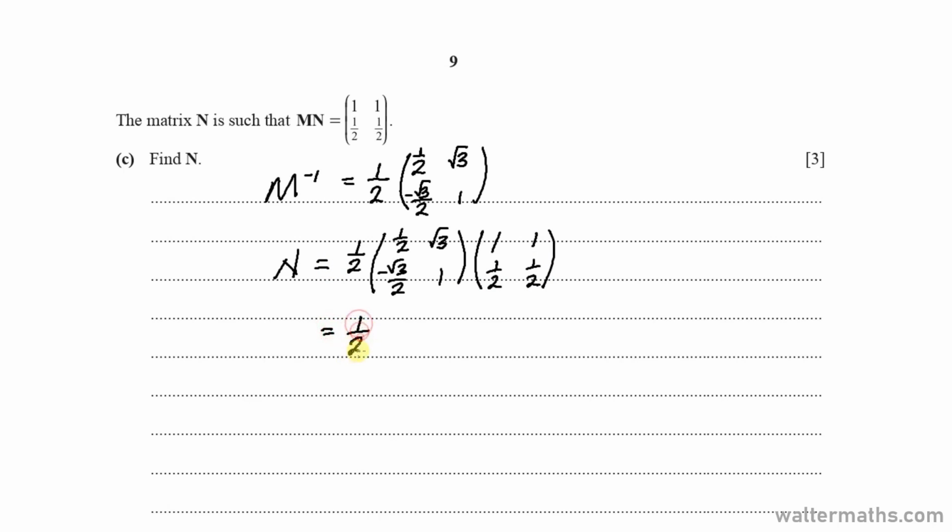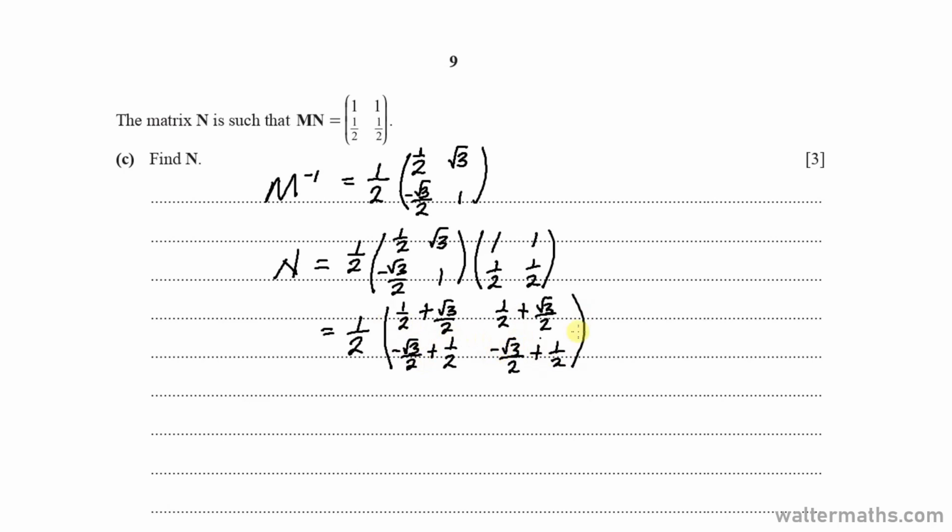So here, I'll carry down the half. Then I'll multiply a half times 1 plus root 3 times a half. I get a half plus root 3 over 2. And again here, I multiply half times 1 plus root 3 times a half. I get a half plus root 3 over 2. Again, minus root 3 over 2 times 1 plus 1 times a half. I get minus root 3 over 2 plus a half. And then lastly, minus root 3 over 2 times 1 plus 1 times a half. That's minus root 3 over 2 plus a half. So this is what I now have.